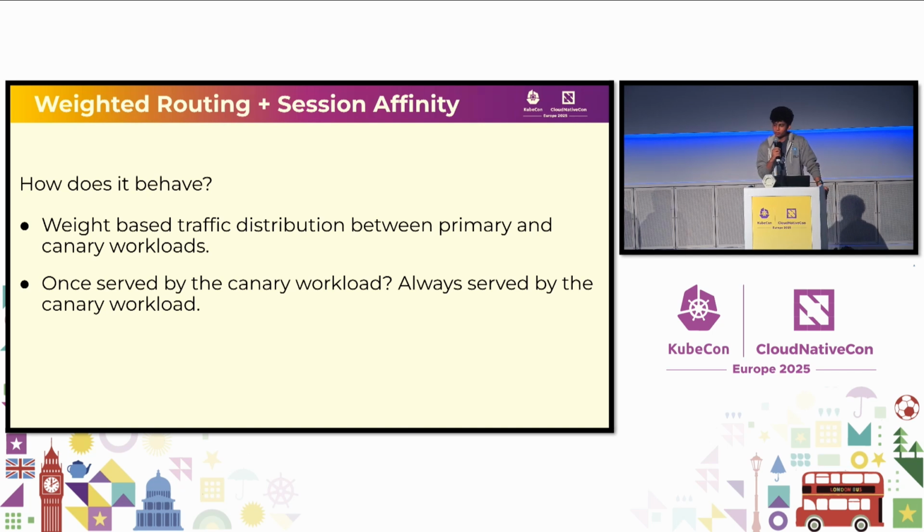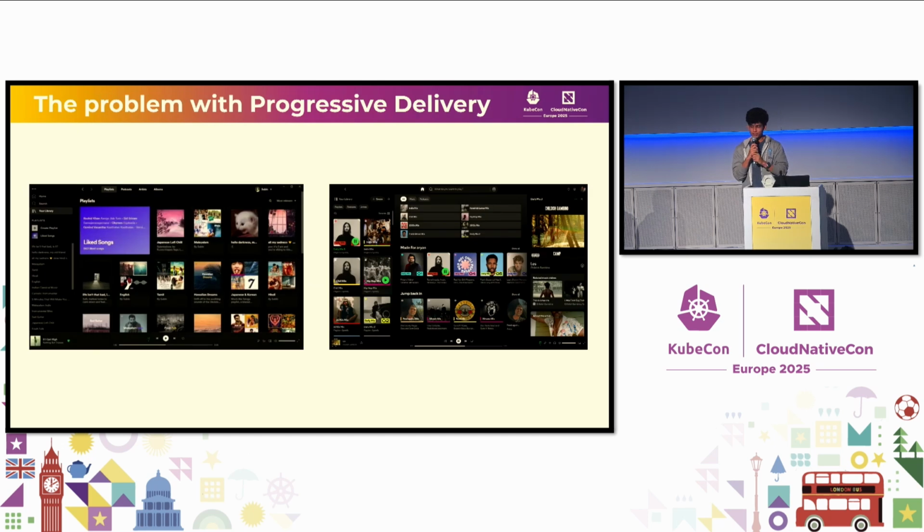So what we thought of was, what if we combine weighted traffic routing with session affinity, so that you still get the benefit of slowly shifting traffic from your current deployment to your new deployment, so that you don't affect all your users all at once. But if a user is served by the canary workload, which is the new version, they're always served by the canary workload. So once they see the right-hand side UI, they will never see the left-hand side UI. And that's the kind of user experience you want to offer to the users, right?